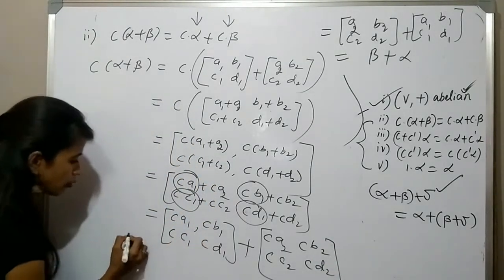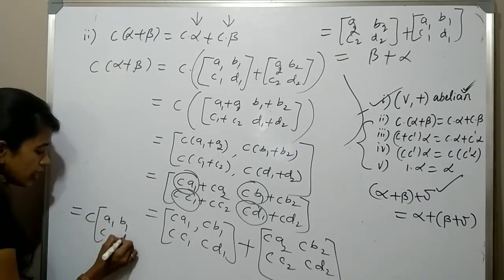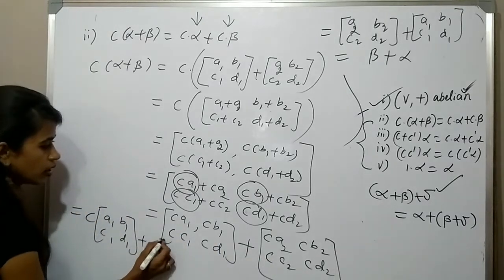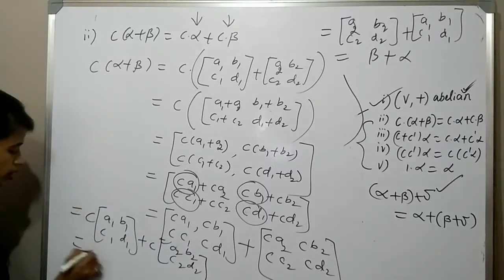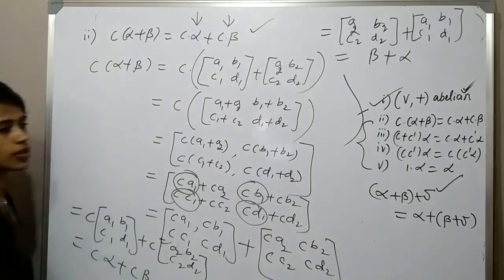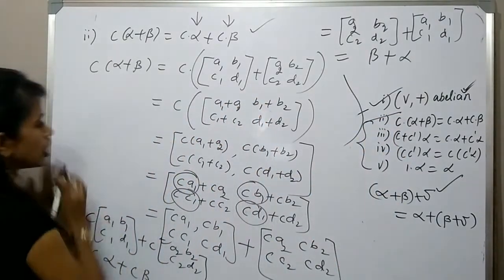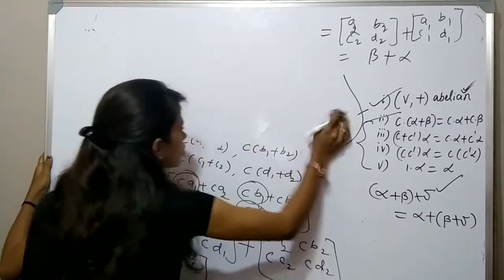So now it becomes what? Here C is common for this matrix. So C outside, taking outside A1, B1, C1, D1. In the next matrix, C is also common. So it becomes A2, B2, C2, D2. So that is what? C into alpha, C into beta. That's it. Is it okay? So this is over. Second condition is over. Next condition, C plus C dash.